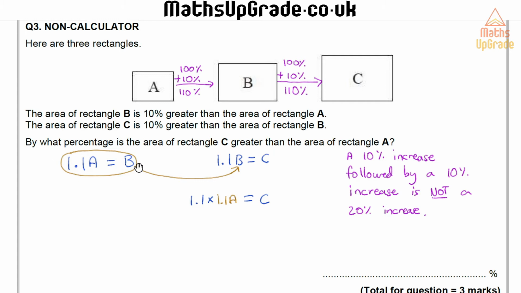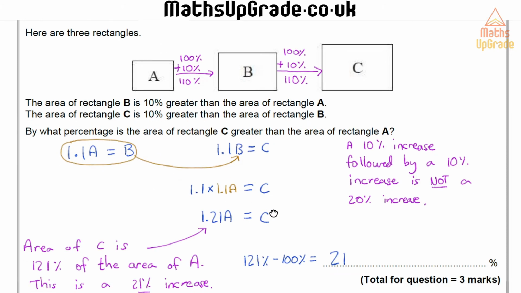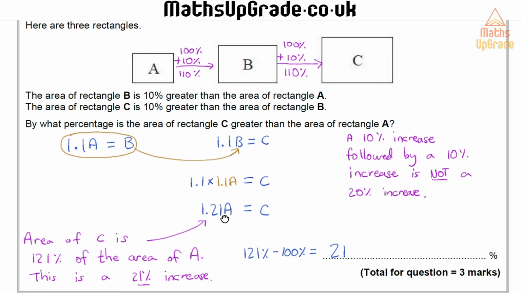So if I now substitute this equation into that equation here, I get C in terms of A. So 1.1 times 1.1A gives C. And of course, 1.1 times 1.1 is the same as 1.21. If you're not sure why that is, just multiply these two values here as though they were whole numbers. 11 times 11 is 121. Then if you divide 11 by 10 and this 11 by 10, you need to divide 121 by 100.